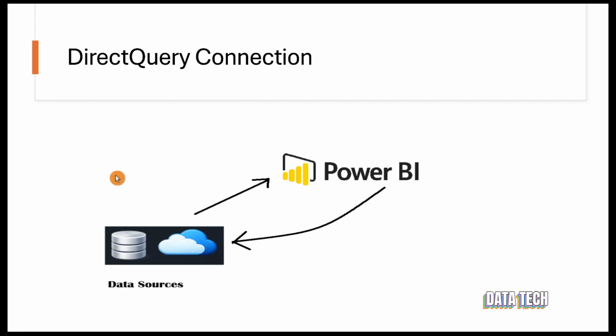The second connection is the direct query connection. The direct query connection works only with databases like SQL Server or cloud databases like Snowflake. Only then can we use the direct query connection. We can't use this for Excel, CSV, or text files. While connected to data sources with the direct query connection, every time Power BI generates a SQL query and sends it to the data source to get the result.